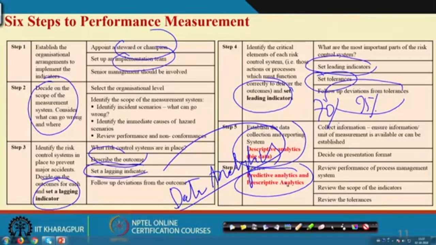So, good performance indicators, good lagging and leading indicators data, will give you very good data for the prediction and prescription. That is one of the very good advantages of putting in the safety performance indicators.